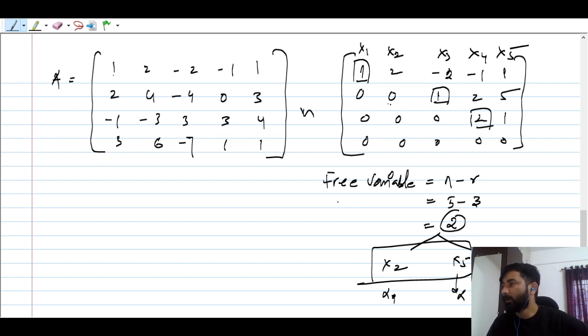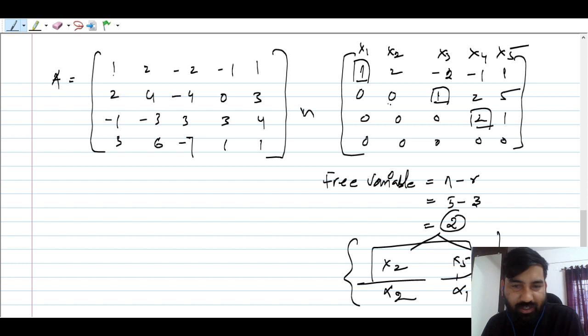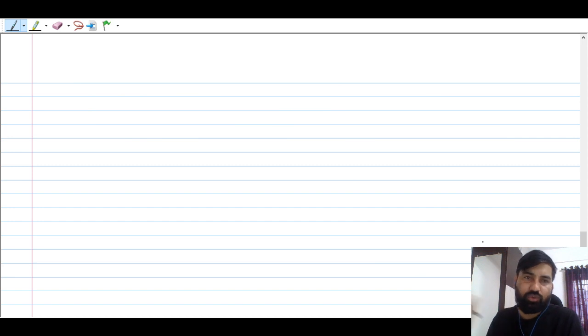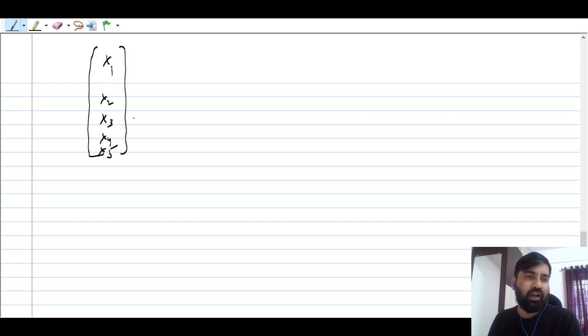I think this is clear, right? Or you can say that x5 is alpha 1, and this is alpha 2. Whatever manner you want to take, you can take it. Theek hai, yaad rakhna. Ab dekho, you can take x2, x5 as alpha 1, alpha 2, and then you can apply back substitution. So you will get this kind of a format. I'm just going to separate them out, the particular solution as well as the null solution. So you will get x1, x2, x3, x4, x5. After applying back substitution you will get this.